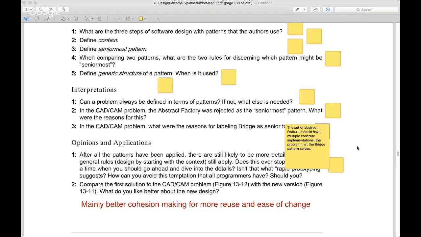Okay, on interpretation 3, at the end it becomes pretty obvious that bridge is the one that's going to win, primarily because of the problems with, well, the bridge is defining flow on the upper level, and the adapter is applying flow at a relatively detailed level.